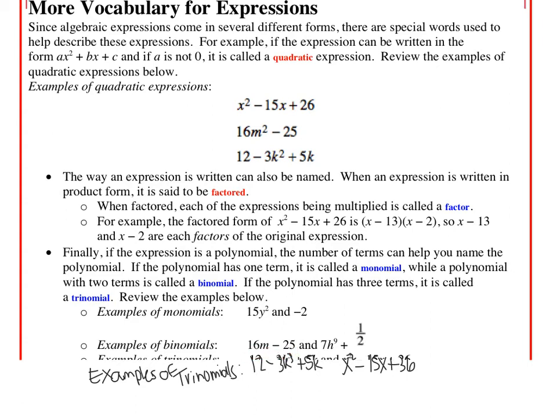Binomials, two terms separated by plus or minus. So 16m minus 25, 7h to the ninth plus a half. Trinomials are when you have three terms separated by plus or minus. So 12 minus 3k squared plus 5k, or x squared minus 15x plus 36.